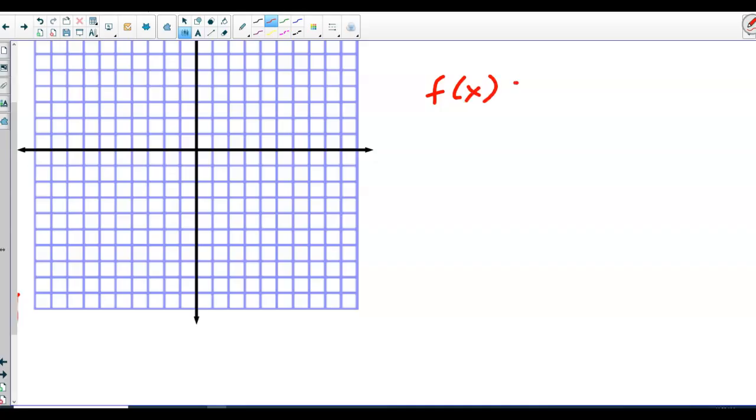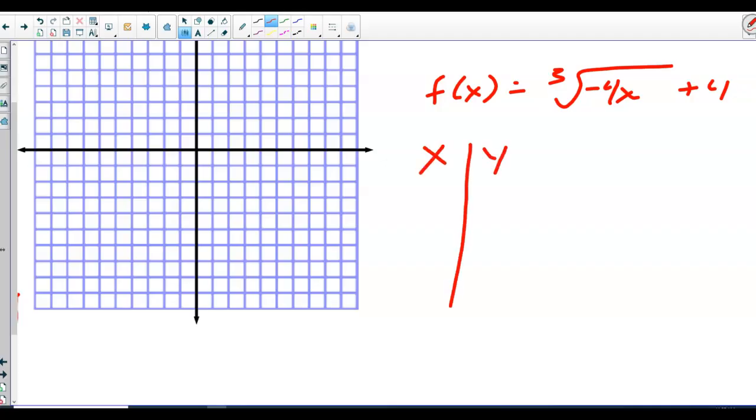F of x equals the cube root of negative 4x plus 4. Once again, we've got to create perfect cubes. I'm looking for negative 8, negative 1, 0, 1, and 8. A negative 8 under here comes with a negative 2, ends up being a positive 8. So negative 2 creates the positive 8. Cube root of 8 is 2. 2 plus 4 is 6.